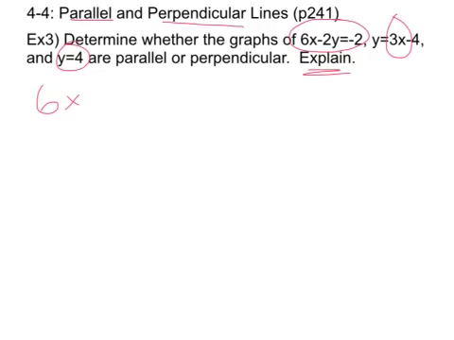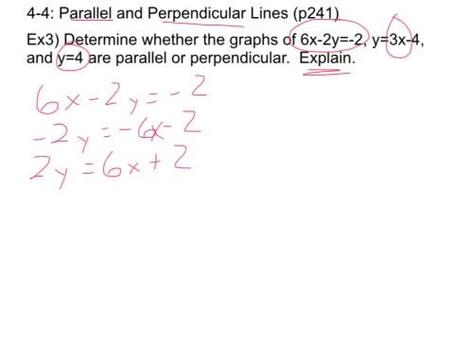So we've got 6x minus 2y equals negative 2. We need to subtract 6x from both sides to get negative 2y equals negative 6x minus 2. And now we've got all these negative numbers. I don't care what negative y is. I care what y is. So let's multiply everything by negative 1. So we've got 2y equals 6x plus 2. We multiply the whole thing by negative 1.